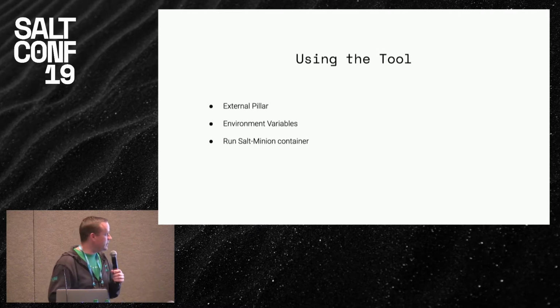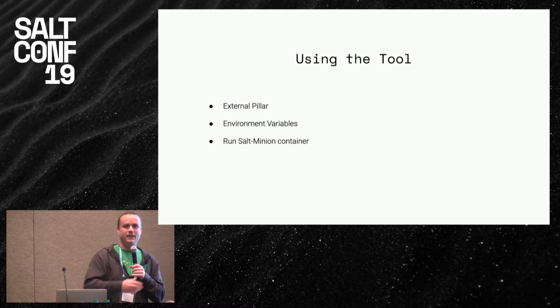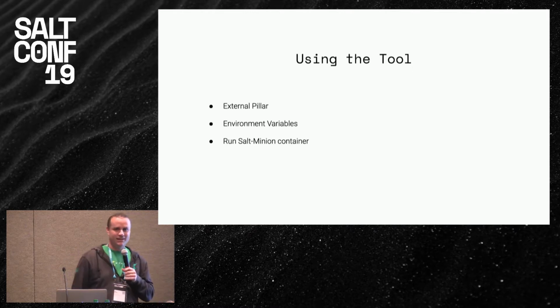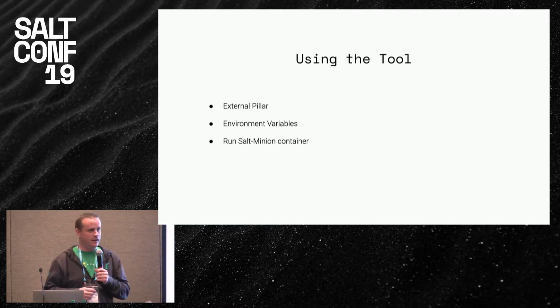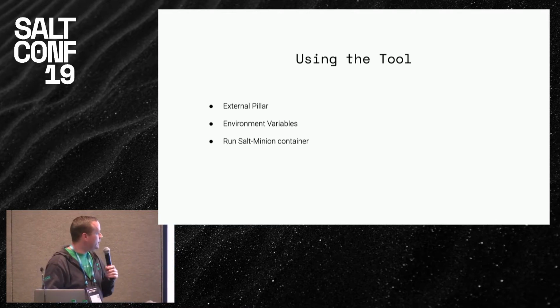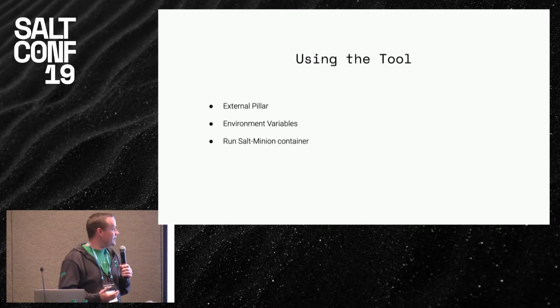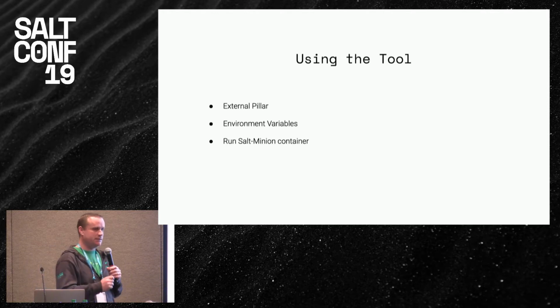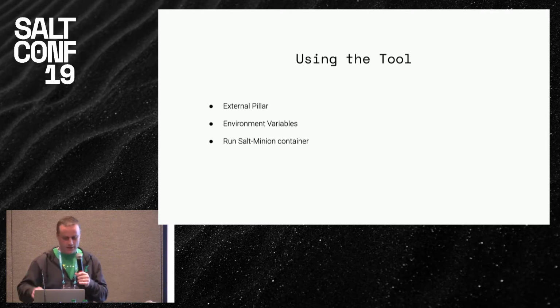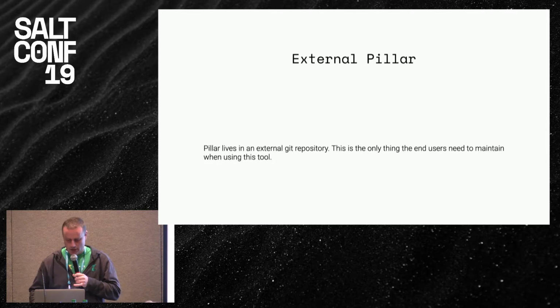So the first thing they need is an external pillar. And I'm glad if any of you just went to the previous breakout session on Pillar, you already know what the external pillar is. And this one uses Git as an external pillar. You also need some environment variables. And then you run the Salt Minion containerized and that's all you need. So you need Docker, and you need to create some environment variables and pass them into your containerized image.